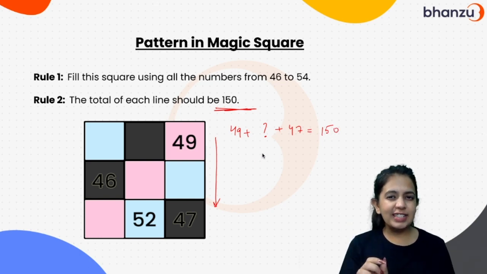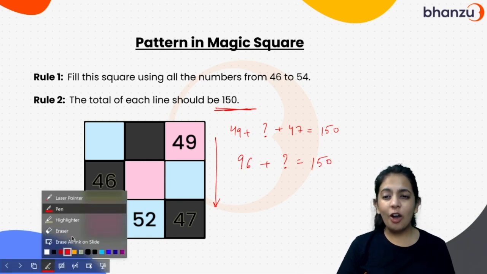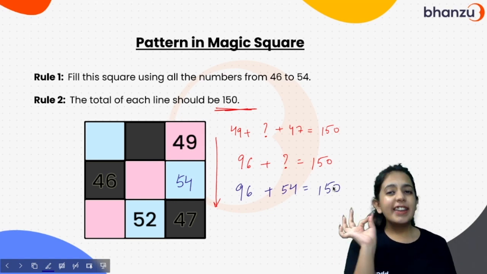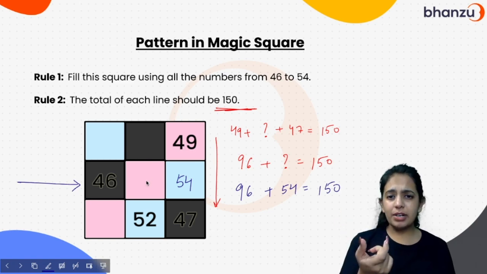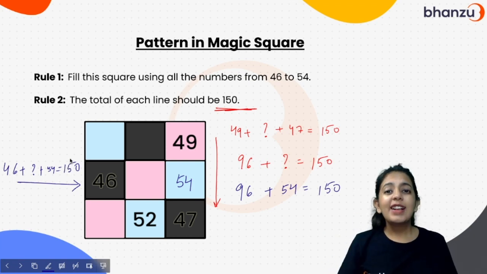How are we going to figure it out? It's pretty simple. So what is 49 plus 47? Yes, it's 96. Plus what is 150? Yes, if you're thinking of 54, then you are absolutely right. So 54 is the answer because 96 plus 54 is 150. Amazing. Now let's look at the row number 2, the second row. So 46 is there, then a number is missing, then 54 is also there. So obviously 46 plus the missing number plus 54 has to be equal to 150, right? Because that's the rule.